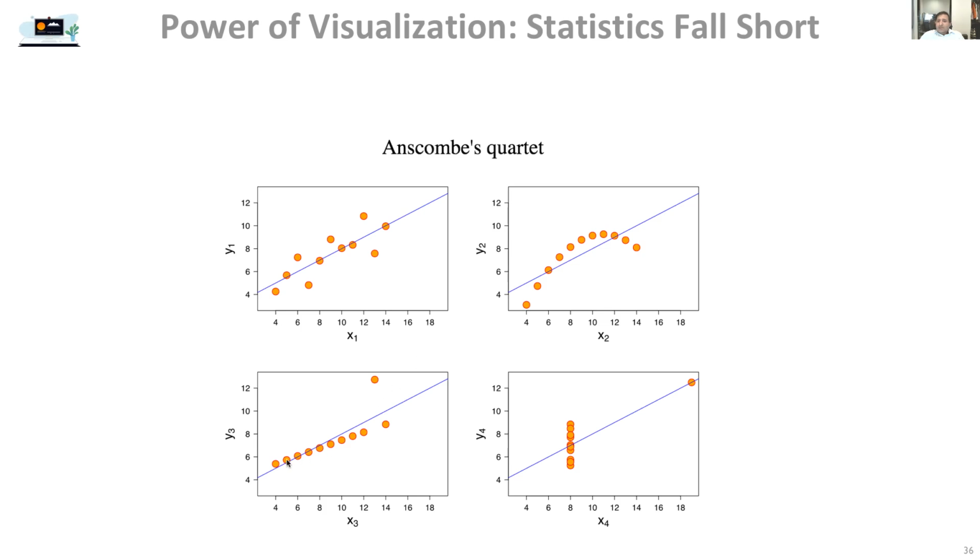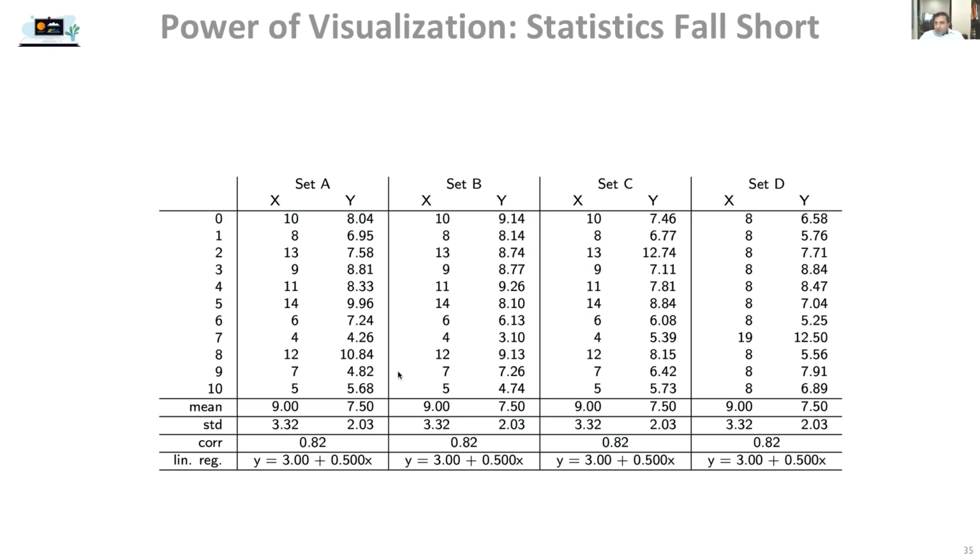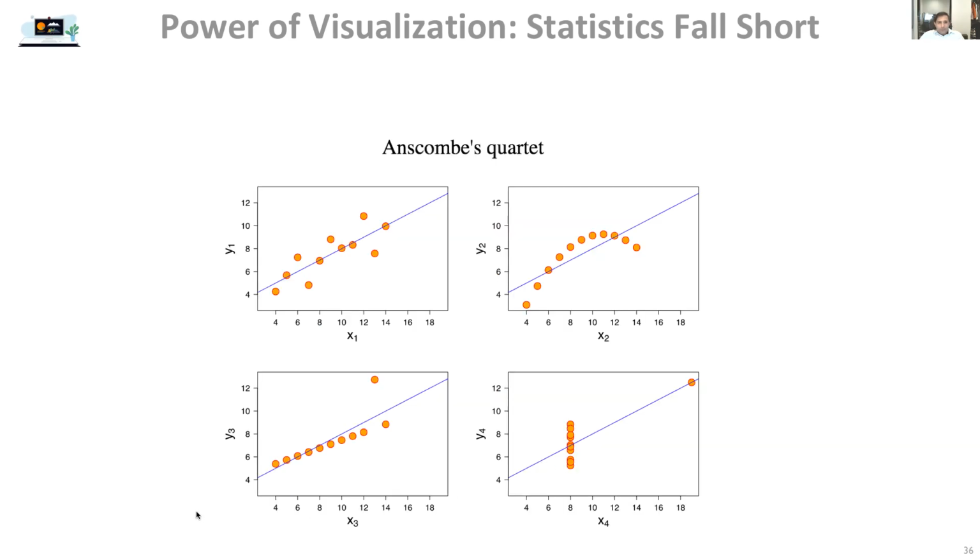On this one, there is a perfect linear relationship with an exception of this outlier, which exerts enough influence to lower the correlation from perfect to 0.82. And this one clearly has no trend at all, and plus it has this outlier.